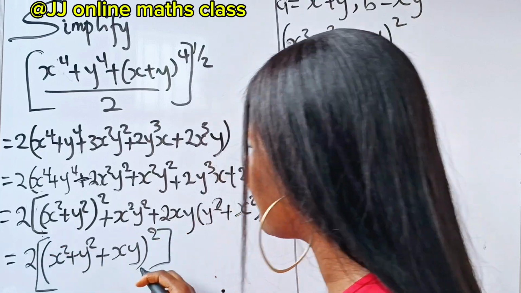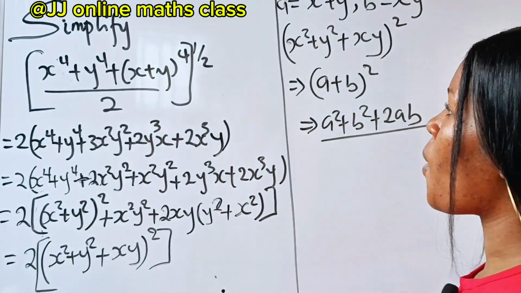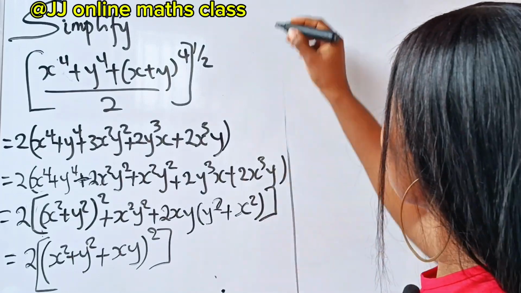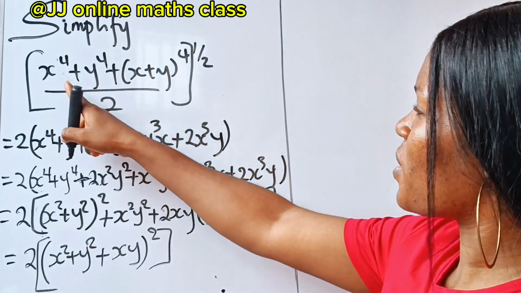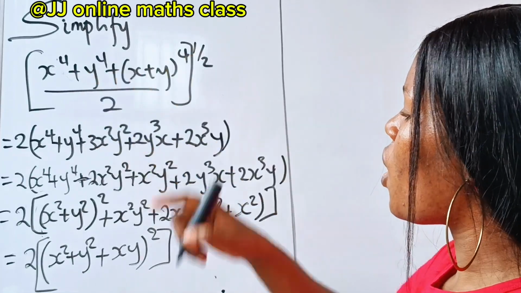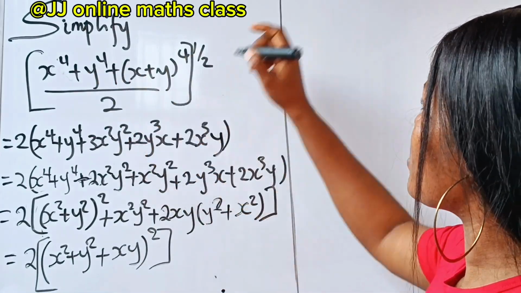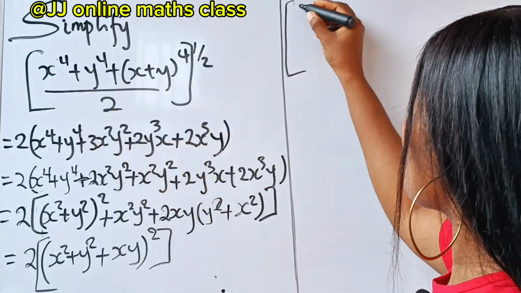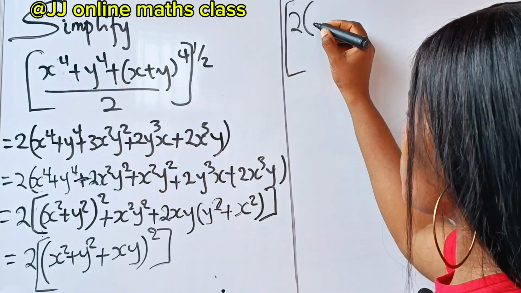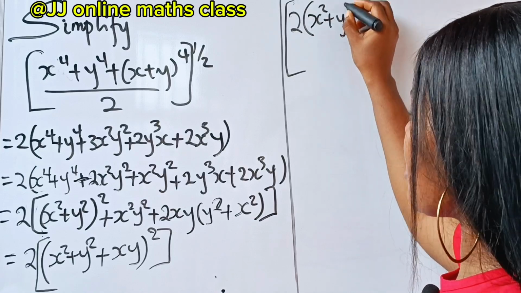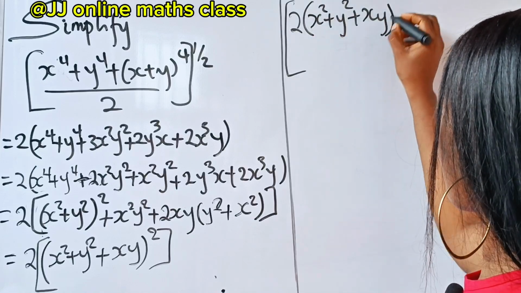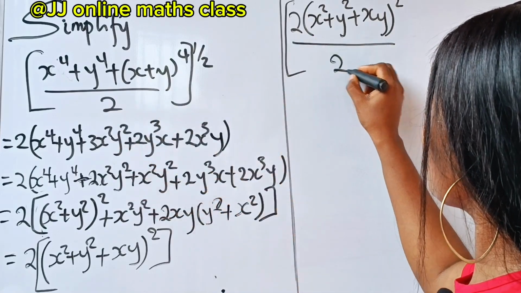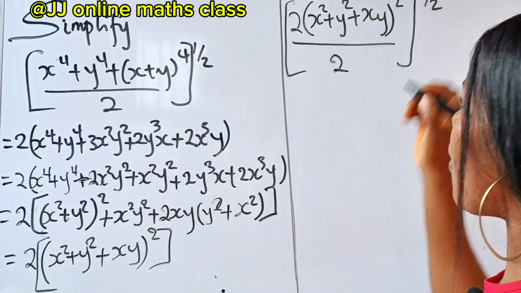Do you understand? So at this point we have simplified the numerator. If we plug this into the numerator, we open our bracket. The whole of this is for the numerator, so it's going to be 2 brackets, x squared plus y squared plus xy all squared, divided by 2, and now everything raised to the power of half.